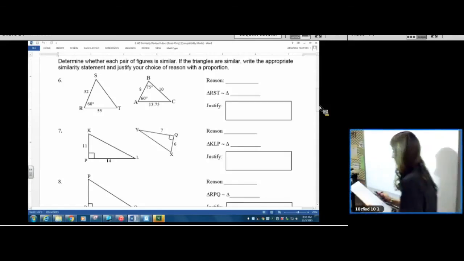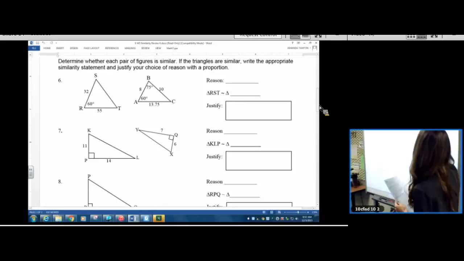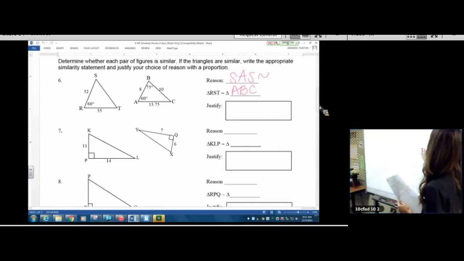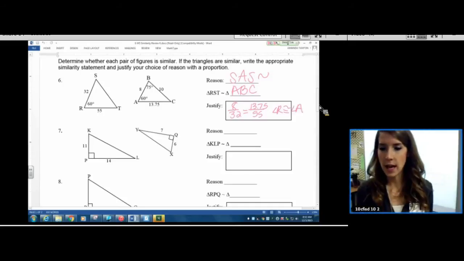Oh, I'm dropping markers. Number 6, I got side, angle, side. A, B, C. And the reason is because 8/32 is equivalent to 13.75 over 55. And angle R is congruent to angle A. So that's why it's side, angle, side.